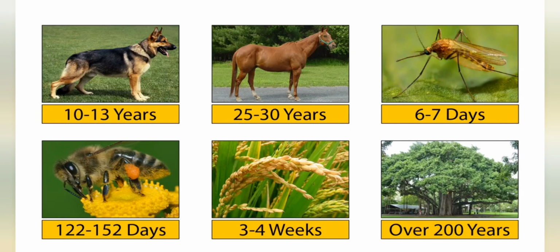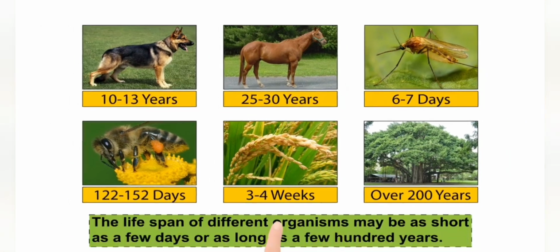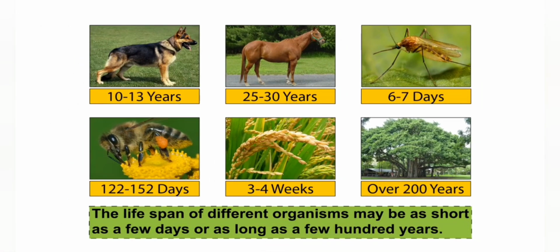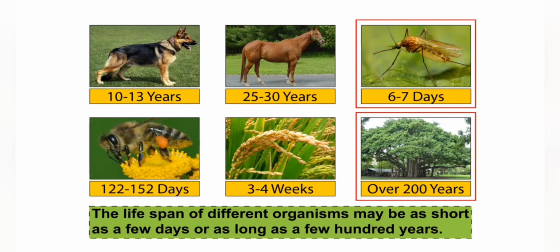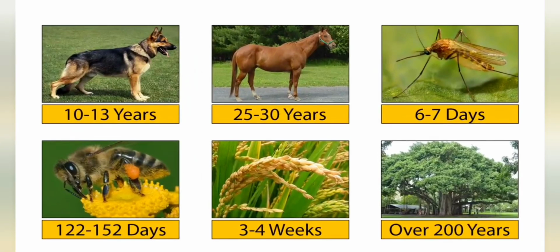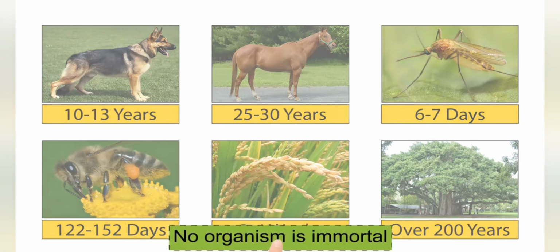Isn't it both interesting and intriguing to note that the lifespan of different organisms may be as short as a few days or as long as a few hundred years. The lifespans of organisms are not necessarily related to the sizes of the organisms. Whatever be the lifespan, death is a certainty. That is, no organism or individual is immortal.